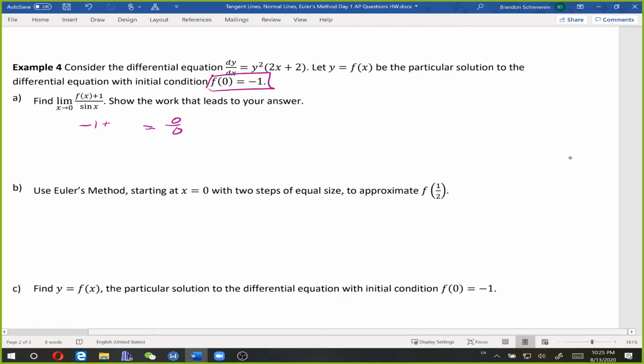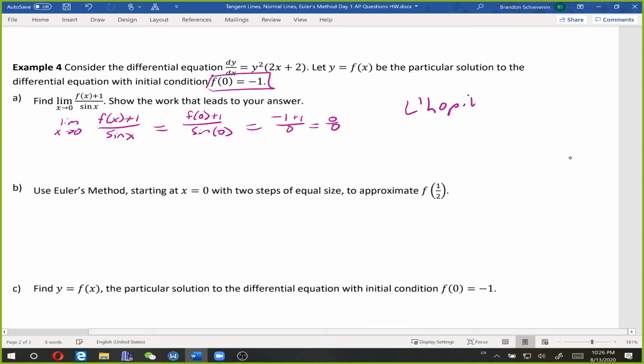Okay, I'm going to rewrite this so you can see what I just did, since that maybe wasn't very clear. I took the limit as x approaches 0 of f of x plus 1 over the sine of x, which is equal to f of 0 plus 1 over the sine at 0, or -1 plus 1 over 0, which is 0 over 0. So that means we can use L'Hospital's rule.